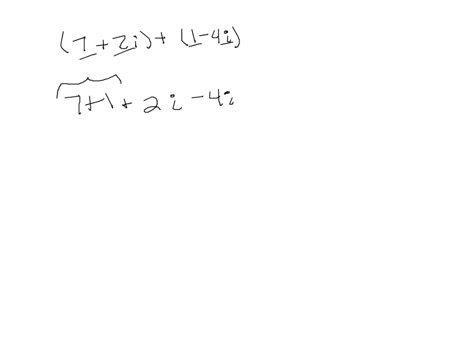So we're going to look at 7 plus 2i plus 1 minus 4i. Okay, I'm going to get the real parts together, so 7 plus 1, and I'm going to get the imaginary parts together, 2i minus 4i. So it's like terms, so the 7 plus 1 is 8, and 2 minus 4 is -2. So we get 8 minus 2i.